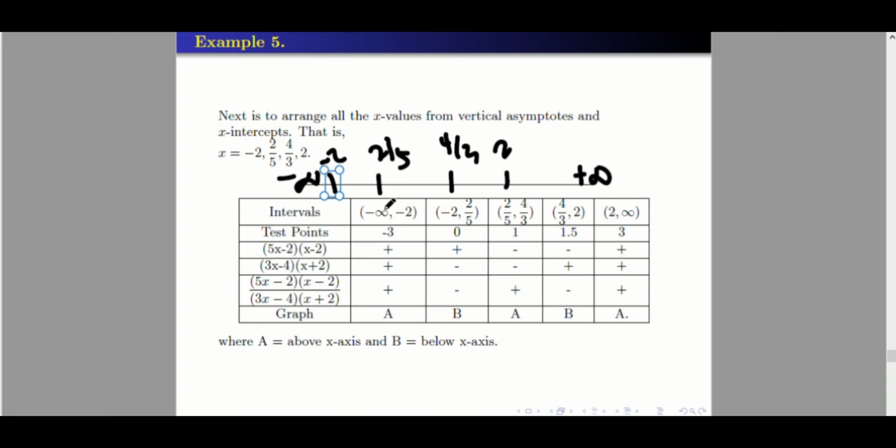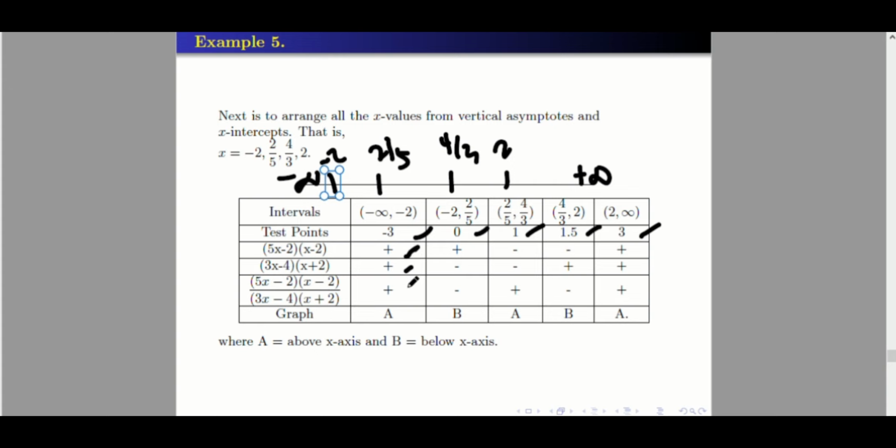So we have these intervals now: negative infinity to negative 2, negative 2 to 2/5, 2/5 to 4/3, 4/3 to 2, 2 to positive infinity. Then choose your test points. And then substitute. So we have these final signs.